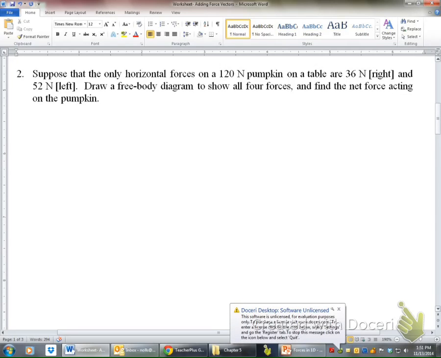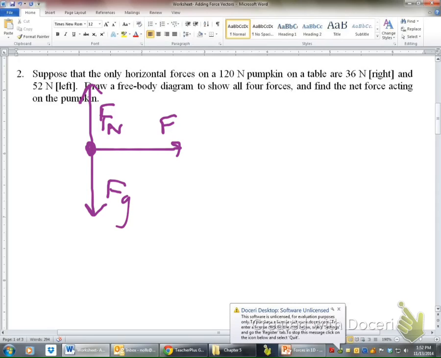Suppose the only horizontal forces on a pumpkin that weighs 120 newtons are 36 newtons right and 52 newtons left. Draw the free body diagram to show all four forces and the net force acting on the object. So here's our system. This pumpkin has four forces. What are they? A little more technical name for them would be force of gravity, force of the table or force normal, and then we have some applied force to the right.